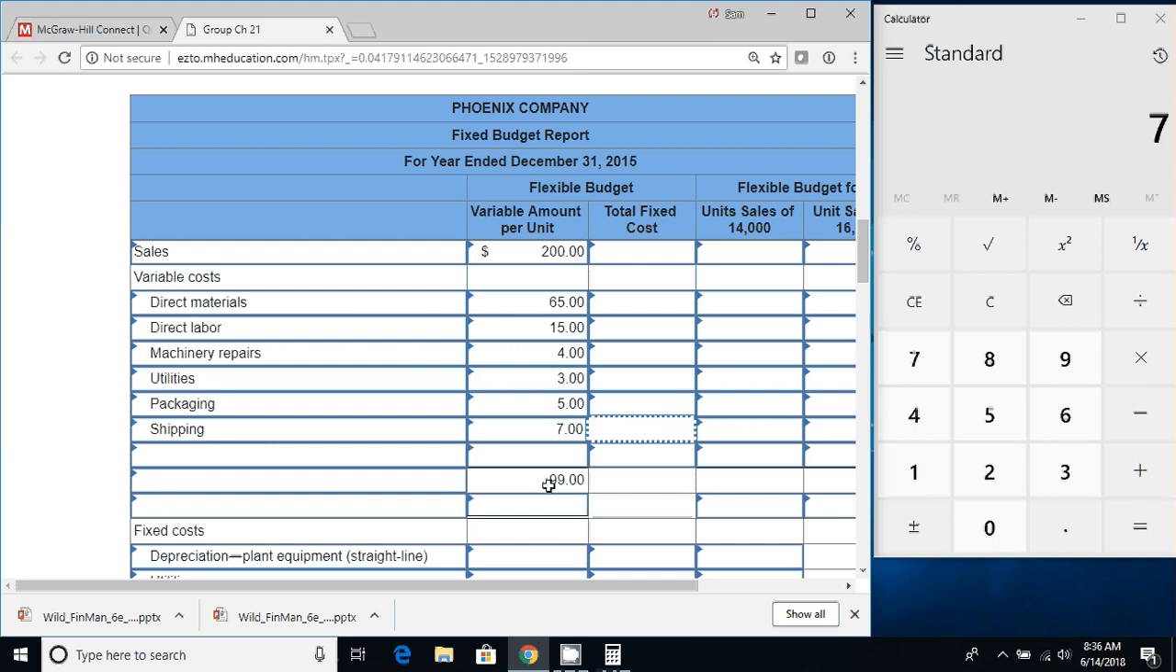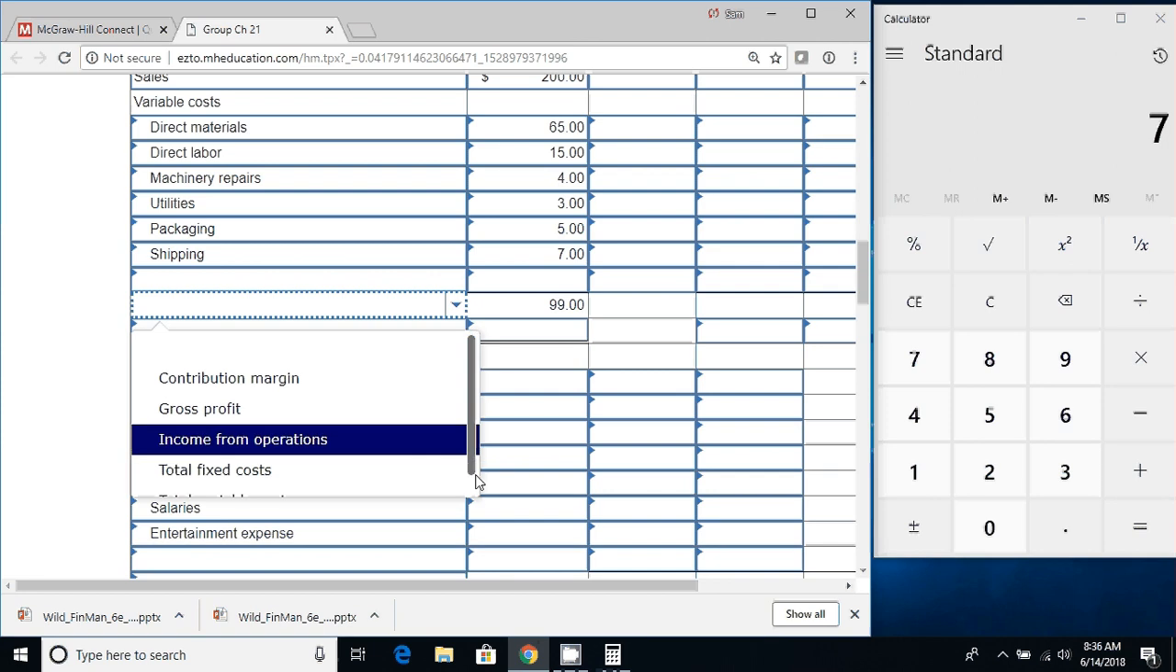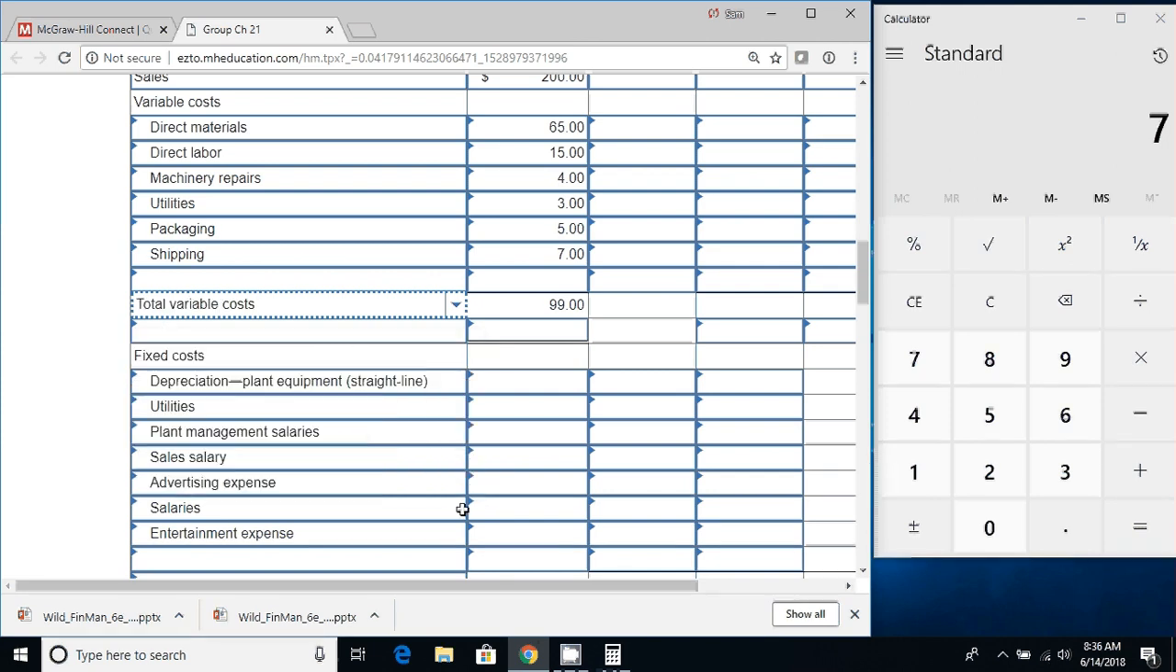So they gave us this number down here of 99, but they're not really telling us what it is. What do you think it is? I mean, it's the addition of these things, right? Well, what do you call all these things? We call them variable cost. It's kind of a no-brainer, right? Make sure you fill it out though, because it'd be wrong if you leave it blank. Total variable cost are 99.